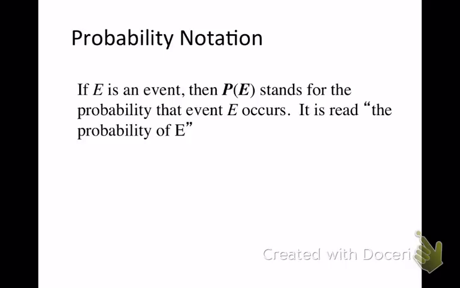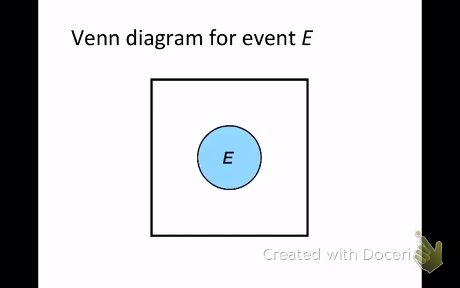So just remember, if E is an event, P of E stands for the probability that event E occurs. It is read as the probability of E. So we've been seeing this a while already. Visually, this is what it looks like in a Venn diagram. E would represent all the possibilities or the sample space. So like for a die, E would be 1, 2, 3, 4, 5, 6.